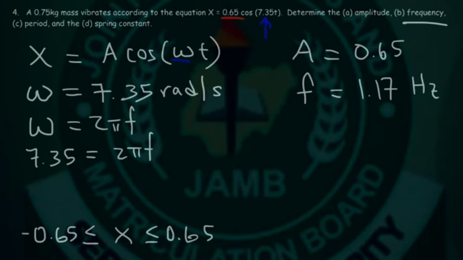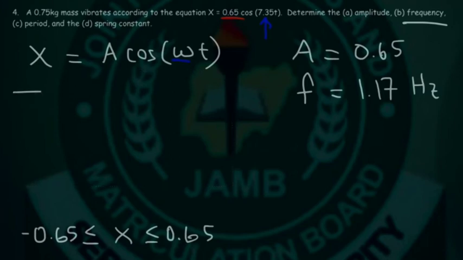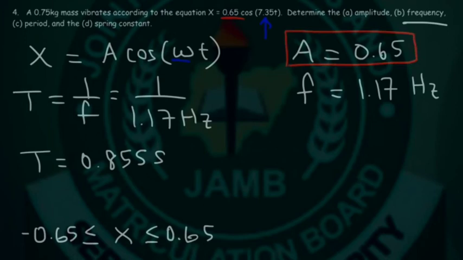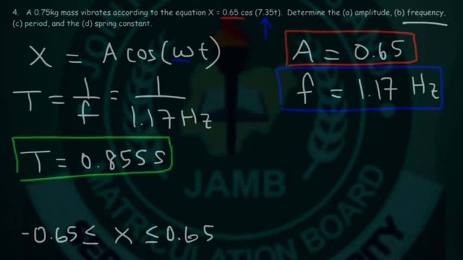Now, how can we calculate the period? If you know the frequency, then you know the period. The period is simply 1 over the frequency. So in this example, it's 1 over 1.17 hertz. So 1 over 1.17, that's 0.855 seconds. So we have the amplitude, we have the frequency, and we have the period. So the last thing we need to calculate is the spring constant.